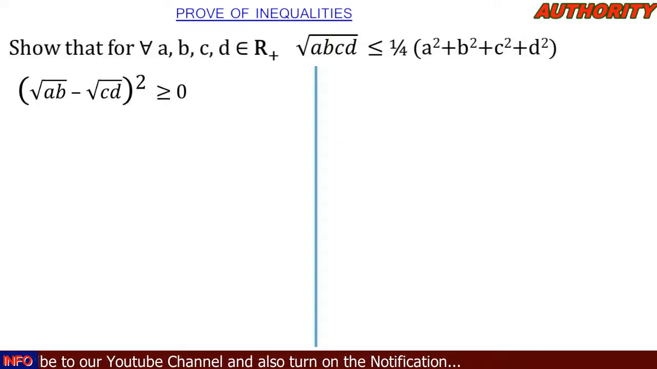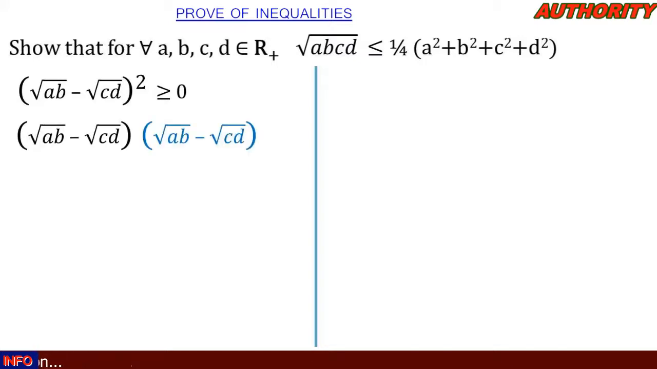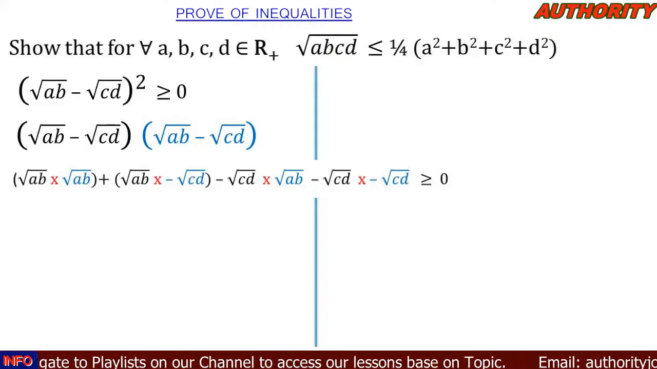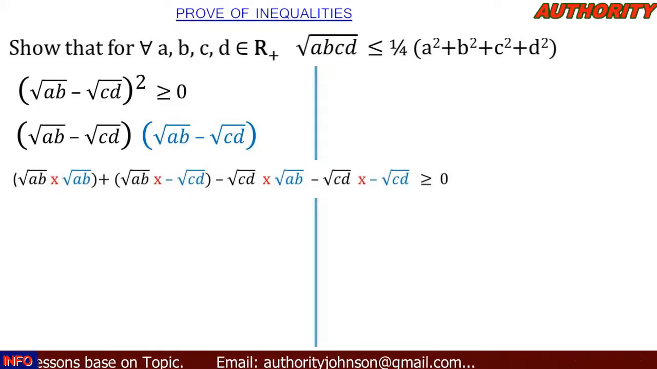We say that this root ab minus root cd, all in bracket, raised to power 2, is greater than or equal to 0. Now let's go. You know, this squared simply means we should open it into 2 places. When we open it into 2 places, we are going to have root ab minus root cd in bracket, and then root ab minus root cd in bracket, greater than or equal to 0. Okay, now let's multiply. We are going to say root ab times root ab in the next bracket, plus root ab in the first bracket multiplied by minus root cd in the next bracket. Then we have minus root cd times root ab in the second bracket, and then minus root cd times minus root cd in the next bracket is greater than or equal to 0.